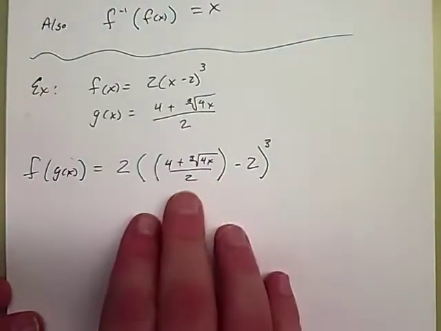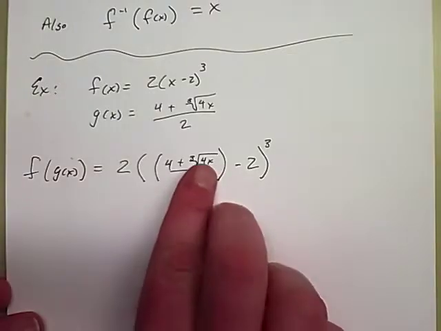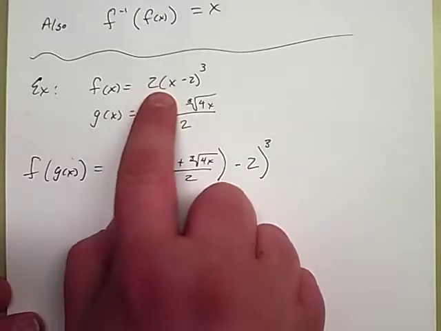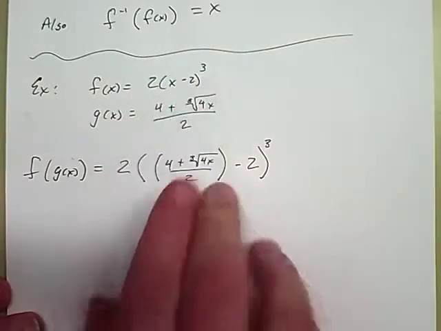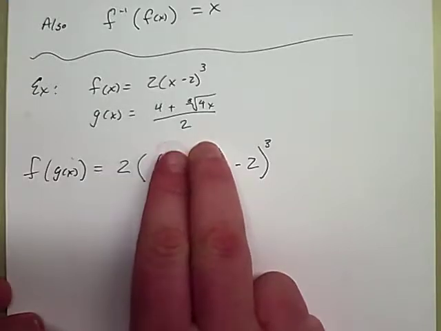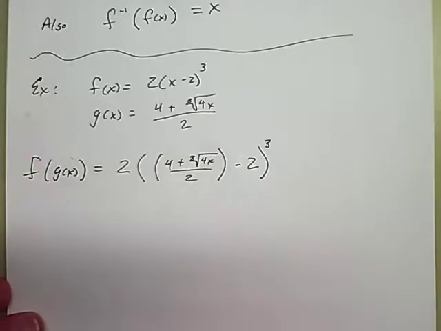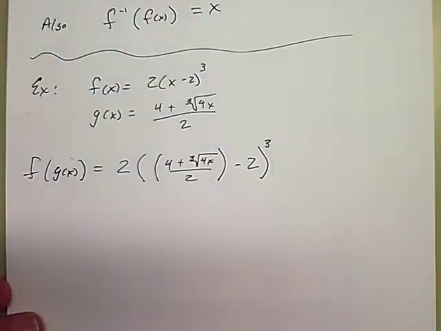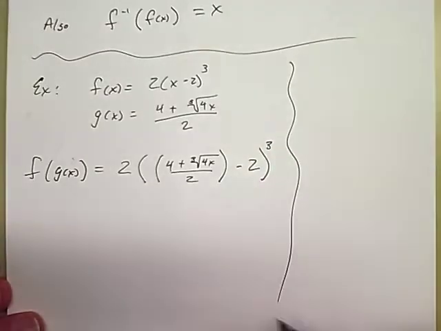So let's just think about it like if you use a giant crayon and you wrote really, really big. f of x is 2 times (x minus 2) to the third power, right? Well, 2 times, and if I cover this up, just think of this as (x minus 2) to the third power, right? Okay, so now I need to make sense of this thing and simplify. So I'm going to do some scratch work off on the side.